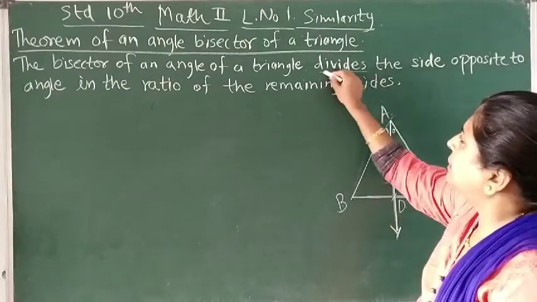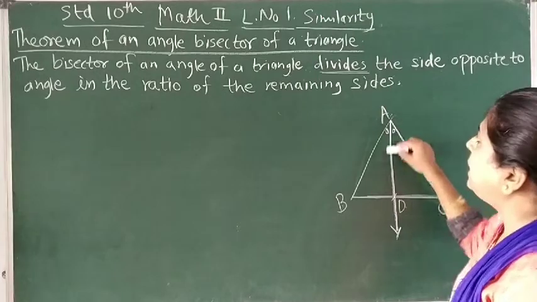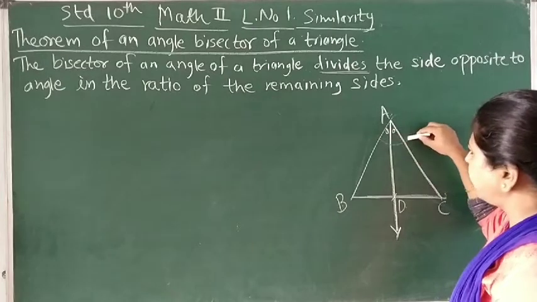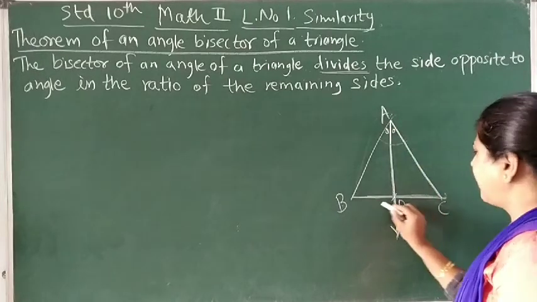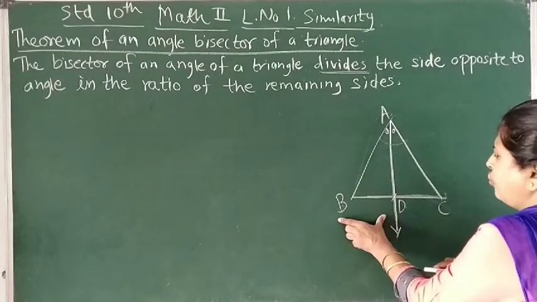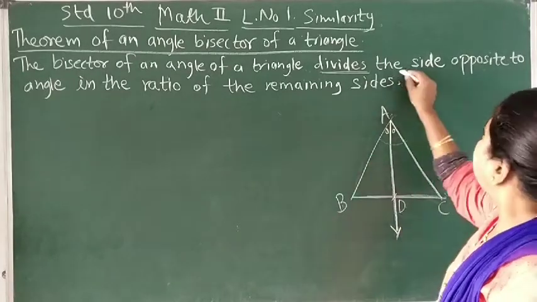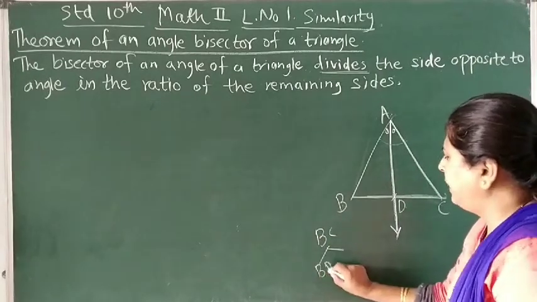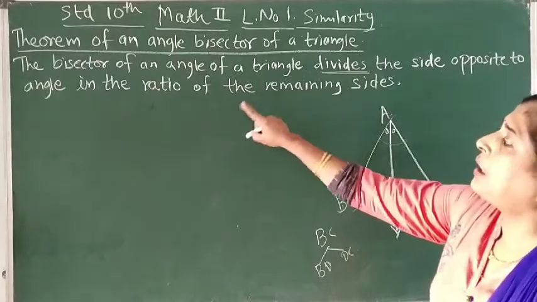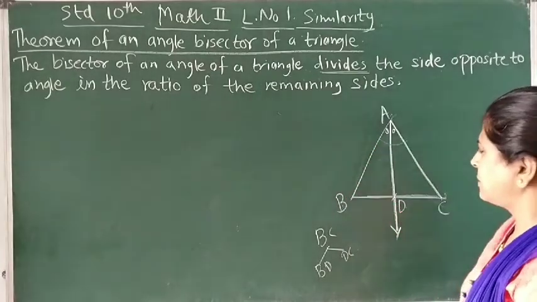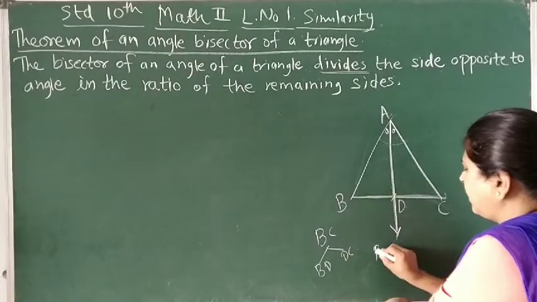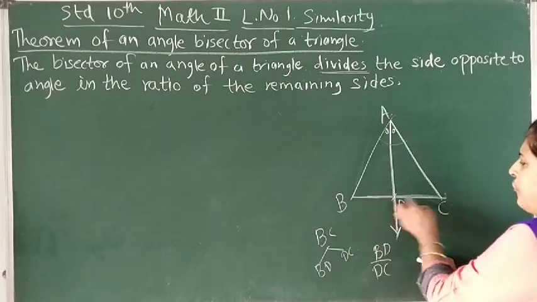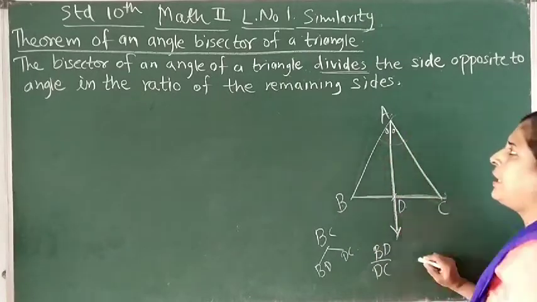Whichever the bisector, here AD, it divides the side opposite to the angle. Which is the side opposite to the angle? This is the angle which is bisected by AD. It is dividing BC into two parts, BD and DC. So BC is divided into two parts, BD and DC, in the ratio BD upon DC. This is the ratio of division of the side BC opposite to angle A.